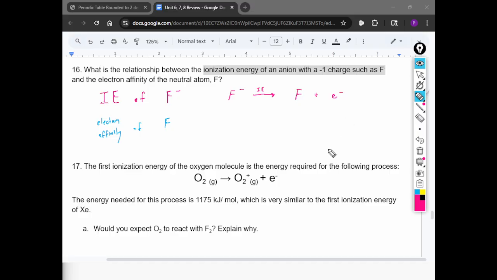Because it's losing an electron. Does that make sense? Okay. Electron affinity, on the other hand, is how much F wants an electron, right? So that means that F is going to combine with an electron in electron affinity, and it's going to form F minus. You guys see the difference, right? Okay, now, if we take a look at these two equations, what do you notice about them?